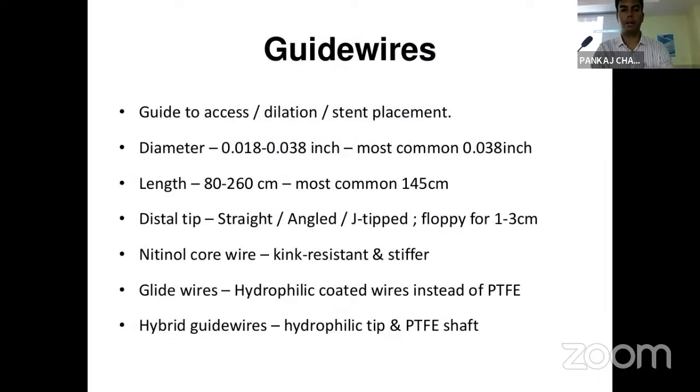Diameter ranges from 0.018 to 0.038 inches, and most commonly 0.038 inches is used. Lengths of 80 to 260 centimeters are available, and the most common is 145 centimeters. The distal tip may be straight, angled, J-tip, or floppy for 13 centimeters. Nitinol core wires are kink resistant. Glide wires, which are hydrophilic coated wires, should be used. There are also hybrid guidewires with a hydrophilic tip and PTFE shaft.